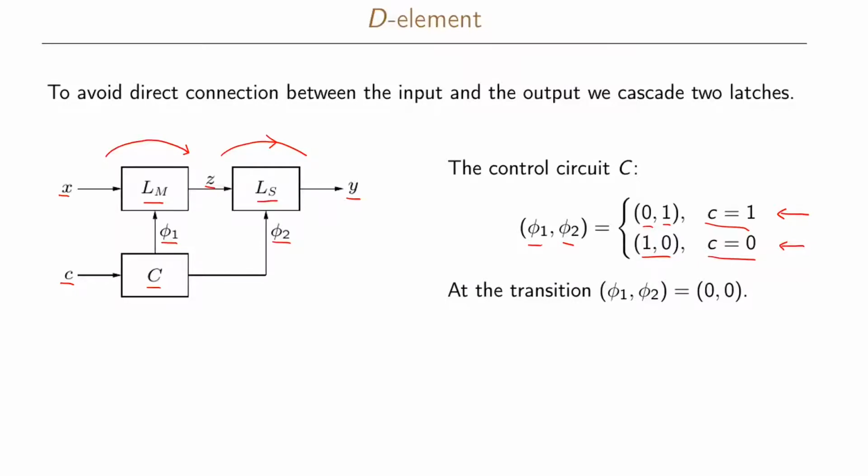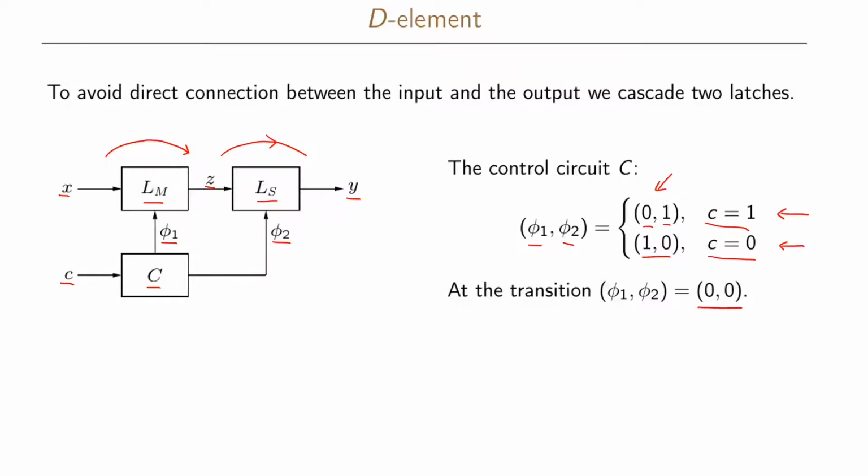Since we have a change in both variables at the same time, phi1 and phi2, we want to make sure that when we make the transition from 0, 1 to 1, 0, and also back from 1, 0 to 0, 1, we go through the combination 0, 0. So we want to make sure that we never have 1, 1.